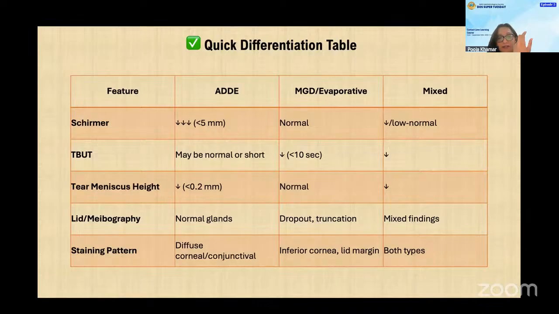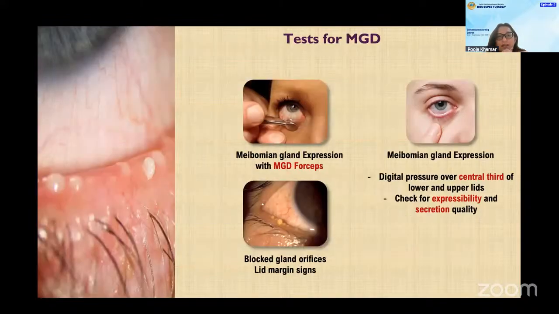And if any postgraduates are attending, this is just a simple flow chart of how you look at the Schirmer's and TBUT, what the values should be, and based on these values, how you classify them as aqueous deficient, meibomian gland dysfunction, or mixed type of dry eye. So this is just a simple chart of how to classify the patients in each of these categories.